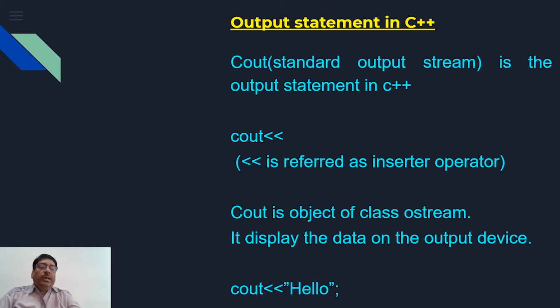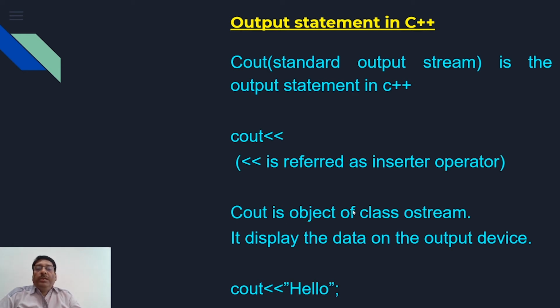Before we write the program in C++, let's understand the input statements and output statements that you have in C++. Like in other languages you have printf and so on, here the output statement is cout, the standard output stream. How do you write it? You say cout, and you put the value with the help of an operator called the inserter operator. Whatever you write over here will be displayed onto your output device.